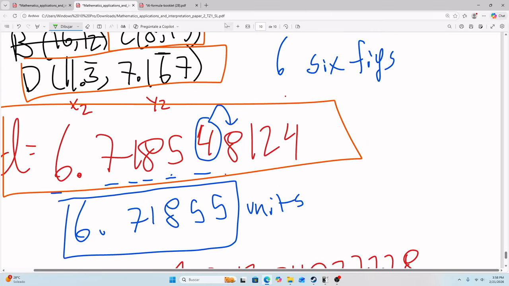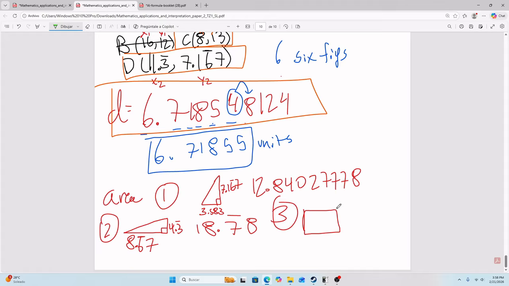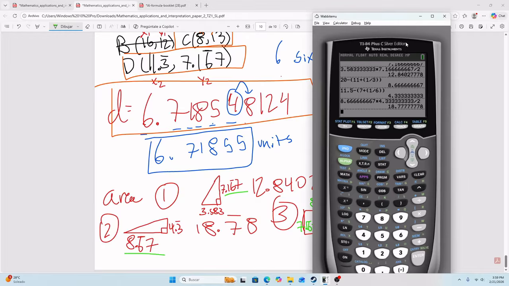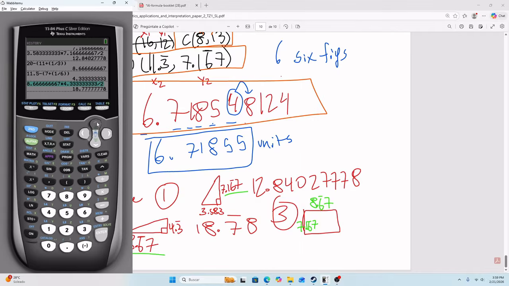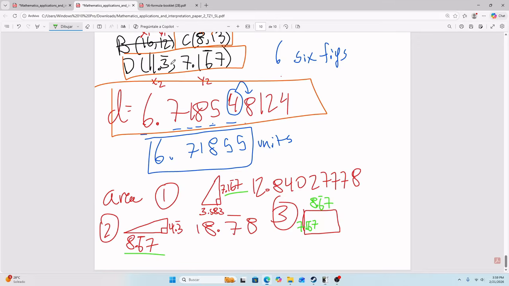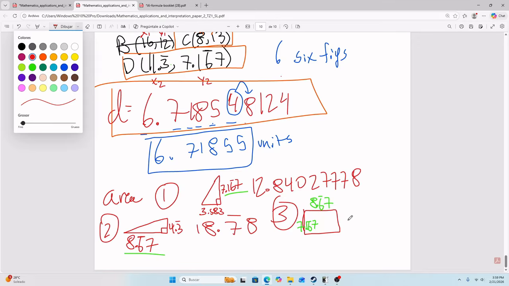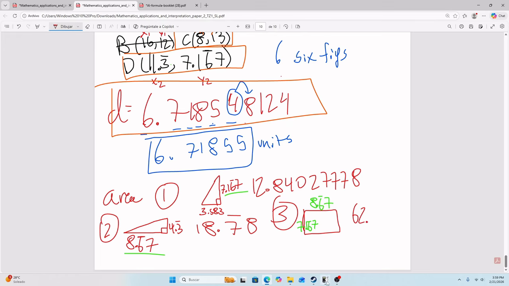The height of the first one is this 7.167, and the base of the second one is the 8.67. And so if you do those two things, we can even go find them. So you have the 7.167, so this is the height, or you can do length times width, however you want to think about it, times the 8.667, que aquí está, gives us the area 62.111112. Así que it gives you 62 point, a bunch of ones with a 2.